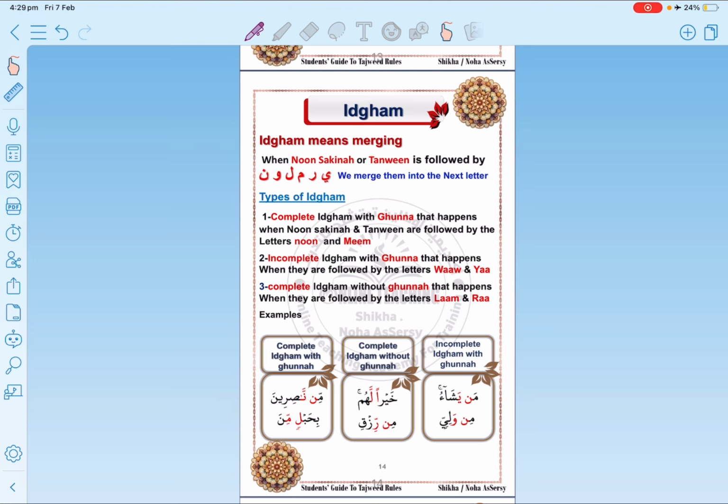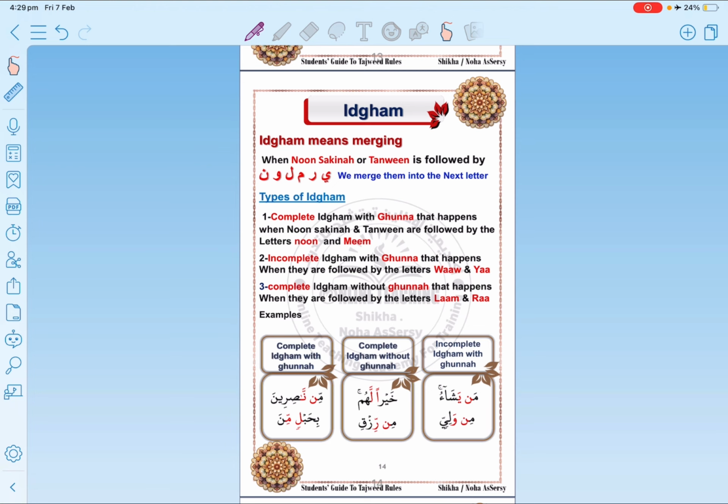Okay, what about Iqlab? Iqlab: if we have a Ba letter after Noon Sakina or Tanween, we turn the Noon Sakina or Tanween into a hidden Meem. That's for Iqlab. Okay, our lesson today is going to be about what? It's going to be about Idgham.